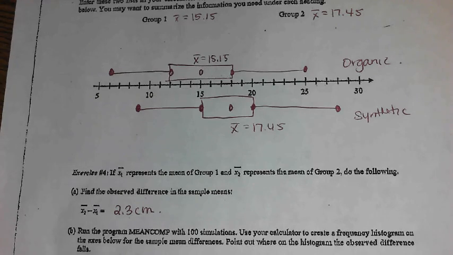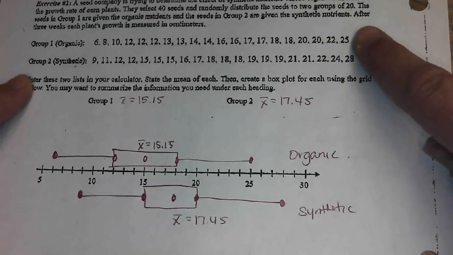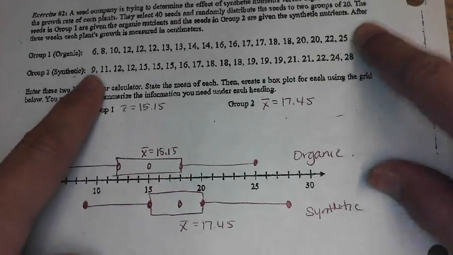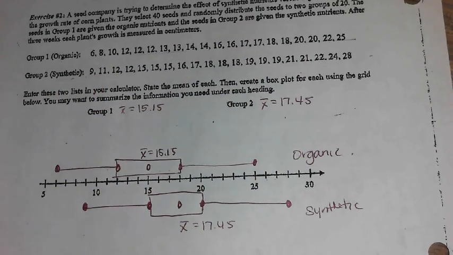Now, that doesn't mean, though, that some in the organic, look at your highest organic growth plant, 25 centimeters, that way outperformed the lowest synthetic growth. So obviously there's some natural variability also playing into this. But on the whole, the synthetically fed plants did better, it seems.